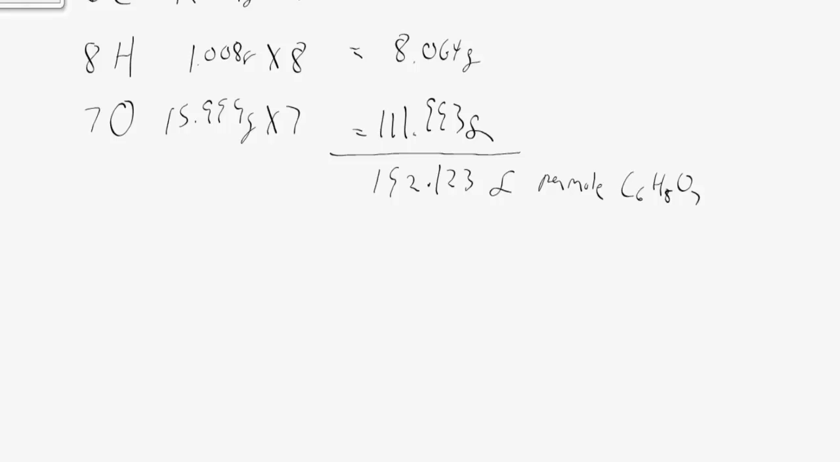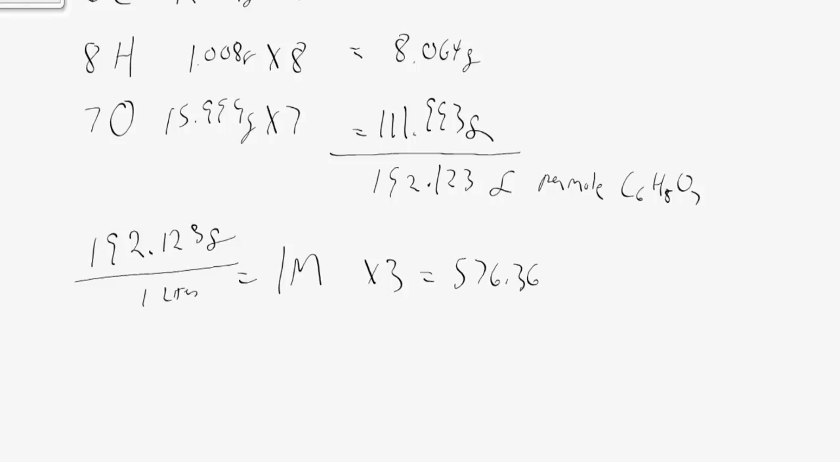All right, so our question was, how do we make 1 liter of 3 molar? So if we have 192.123 grams per 1 liter equals 1 molar, we multiply that times 3. 192.123 times 3 is equal to 576.369 grams per 1 liter is equal to 3 molar.